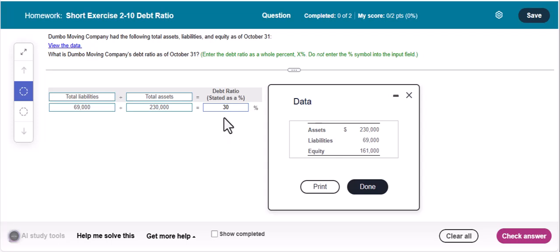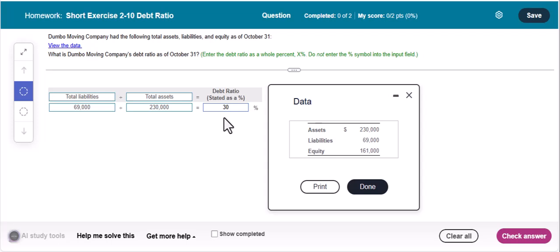So what that means is that 30% of the company's assets are financed with debt. And another way to say that is 30% of the assets are owned by the bank and all the other creditors, whoever they may be. Now the question becomes, is that good or bad?